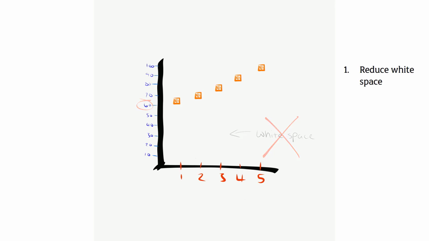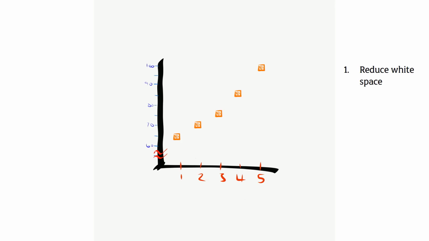You can see when we start the axis at 60, the data points spread out across the graph, reducing the unused space and making it easier to read. If you don't start your axis at 0, make sure you include a break so it's obvious to the reader. For some graphs, you have to start the axis at 0, so think about your scale you use on the axis to maximise the use of space.